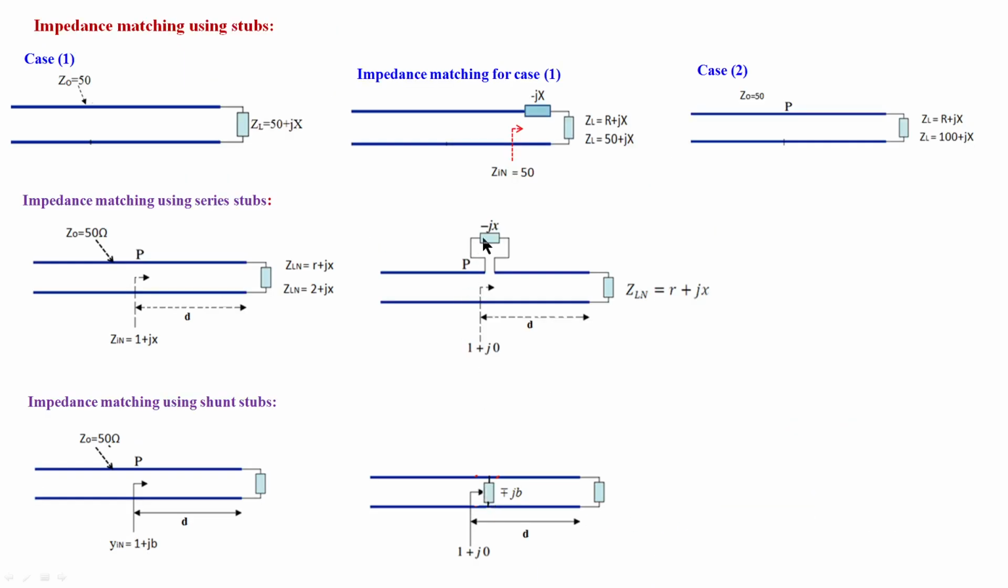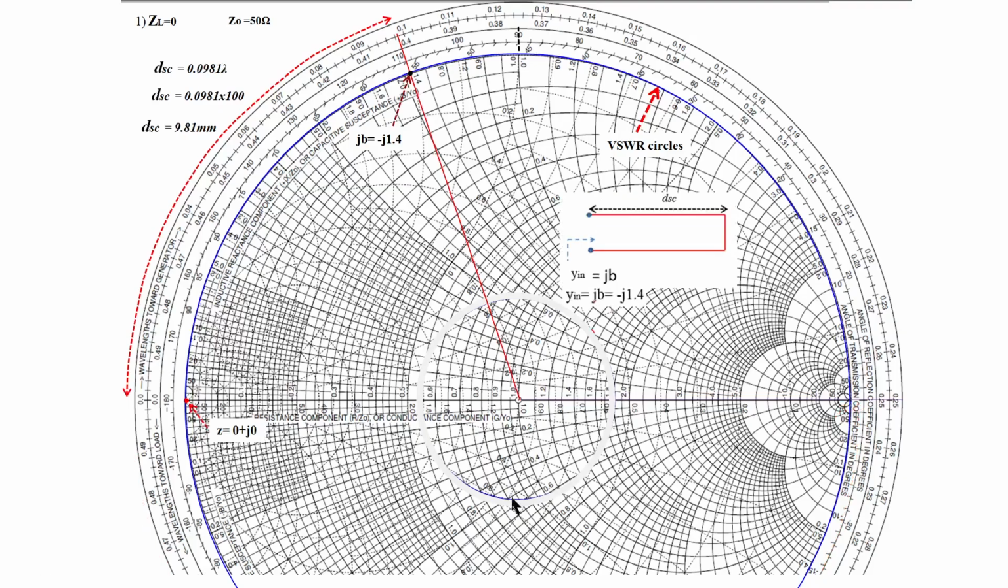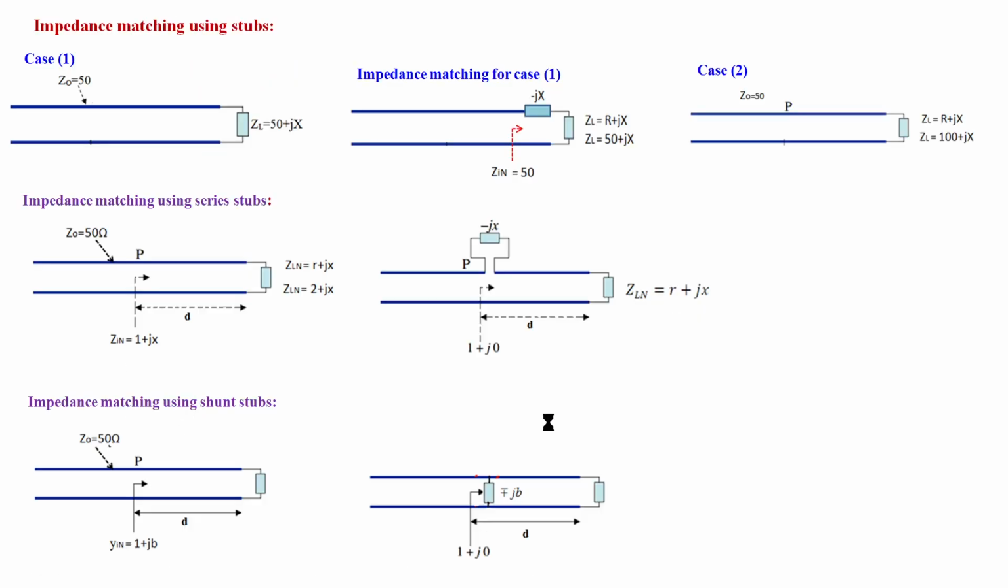So either you can connect a reactance like this or a B like this. These can be implemented using stubs. That's why we studied it, so that you can easily implement this stub. We only have to find out the length needed to get this particular value of B.